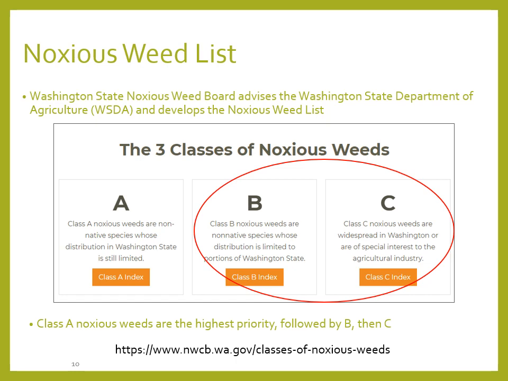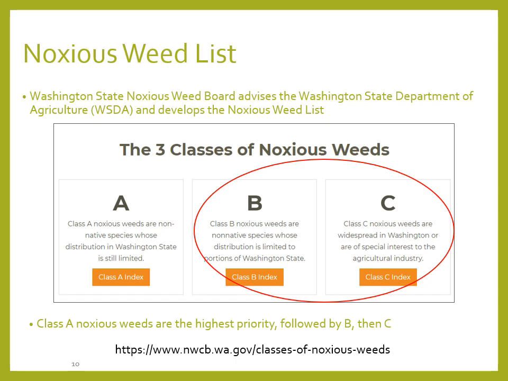Class B noxious weeds are widespread in some areas, but not all. The state or county Noxious Weed Control Board have the option to designate a plant for mandatory control of noxious weed plants. Class C weeds are already widespread, so control is typically not mandatory. Snohomish County encourages control and provides education and technical support for removal of these weeds.